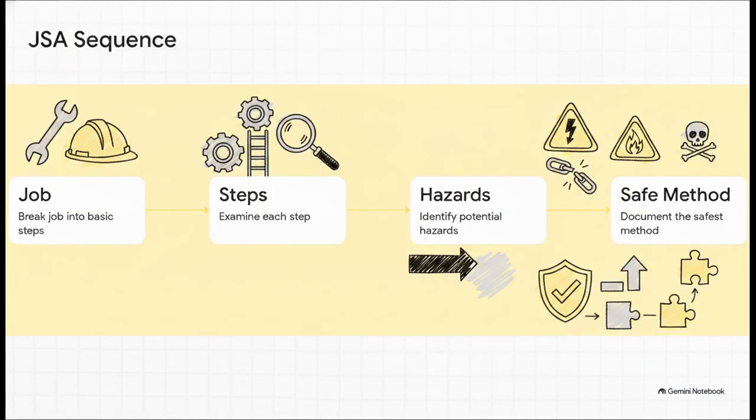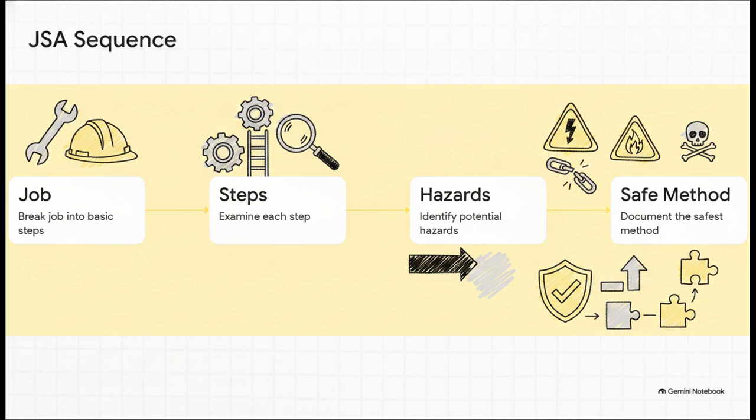The whole idea here is wonderfully simple, but you absolutely have to know the sequence. I want you to treat this 4-step memory sequence like a mandatory cheat code for the test. Ready? Job, steps, hazards, safe method. Let's do that one more time to really lock it in. Job, steps, hazards, safe method. You take the overall job, break it down into steps, spot the hazards for each step, and then document the safest method to actually do the work.